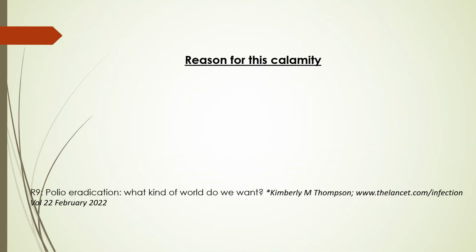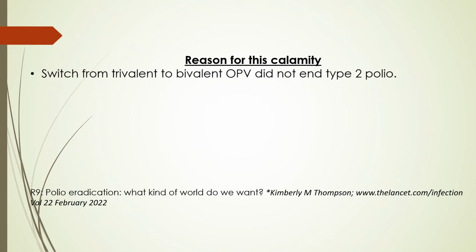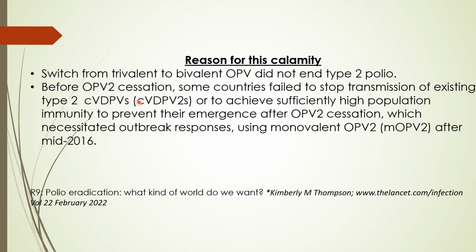Now, what's the reason for this calamity? The switch from the trivalent to bivalent OPV did not end type 2 poliovirus transmission. Before OPV2 cessation, some countries failed to stop transmission of existing type 2 circulating vaccine-derived poliomyelitis virus, or to achieve sufficiently high population immunity to prevent its emergence after type 2 OPV2 cessation, which necessitated outbreak responses using monovalent OPV2 after mid-60s.